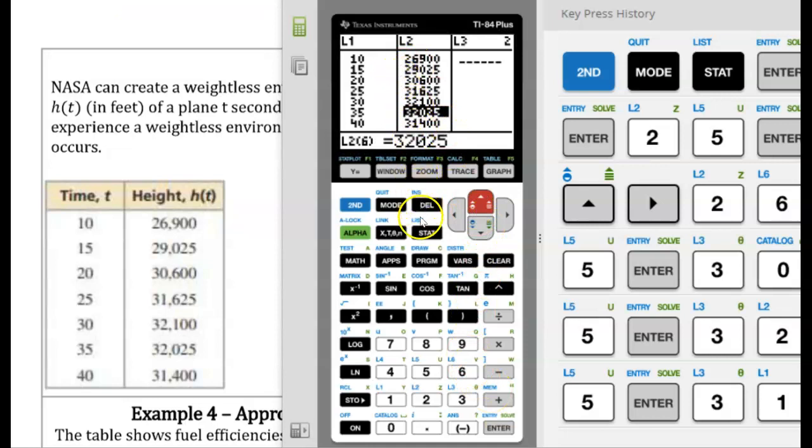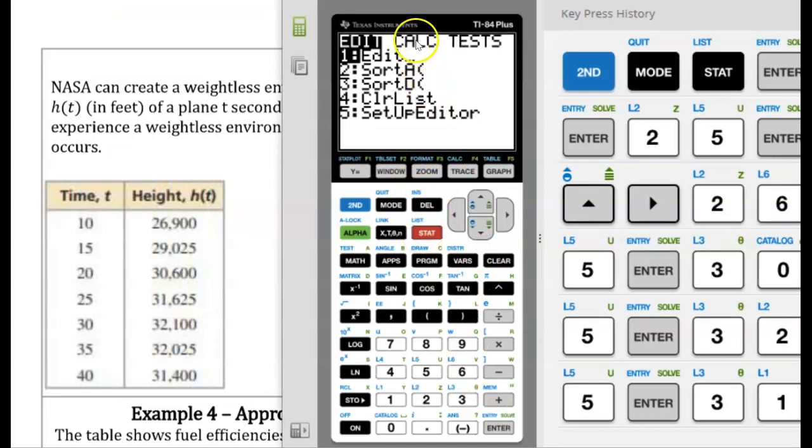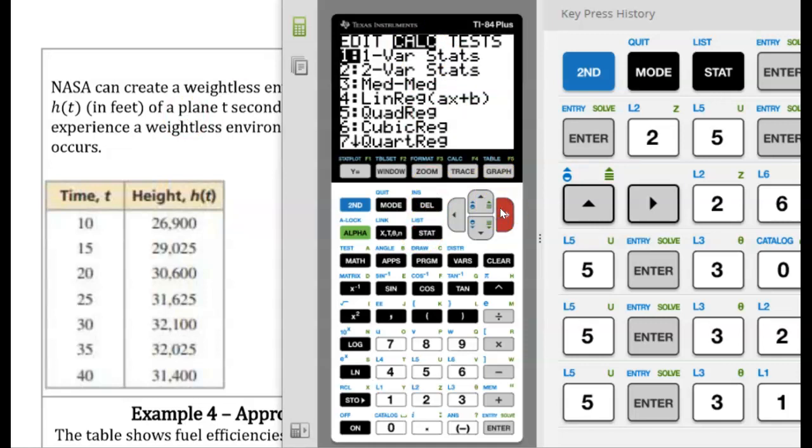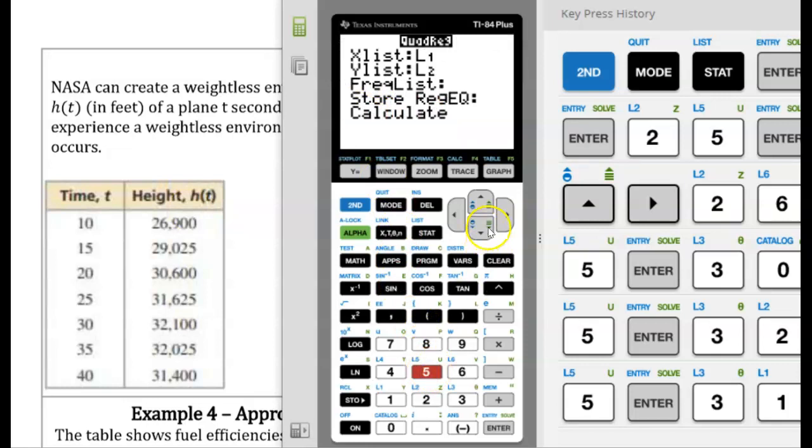So now I'm going to hit stat. I want to go over to calc, so use your right arrow to go over to calc. Because I'm using a quadratic, and earlier in chapter 1 we used linear regression, which was when we were creating a linear equation, but now we want to use quadratic regression. So we want number 5. You can hit 5, or you can go down to 5 and hit enter.